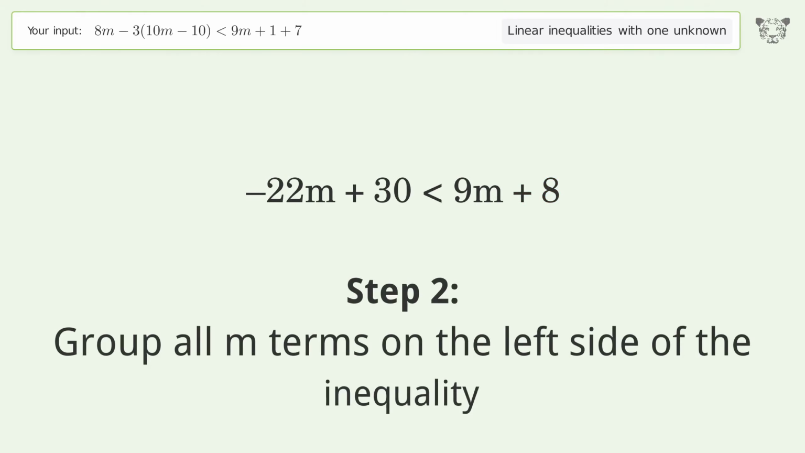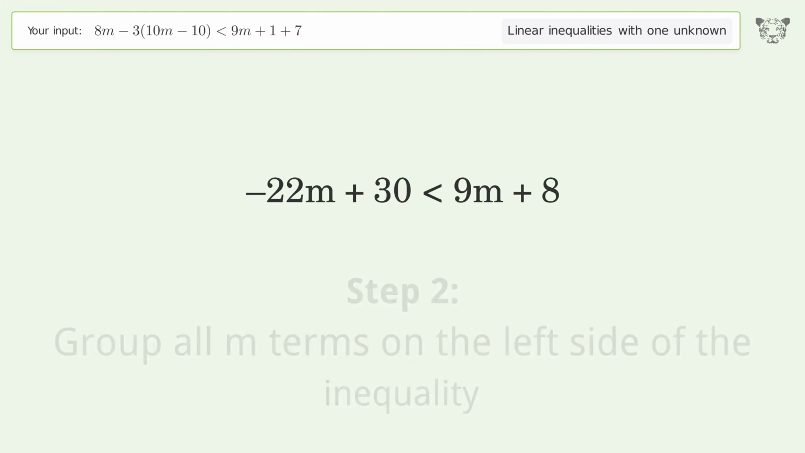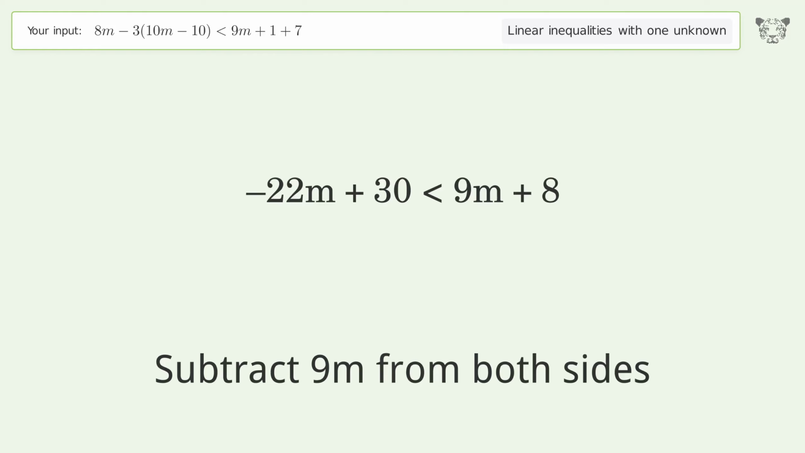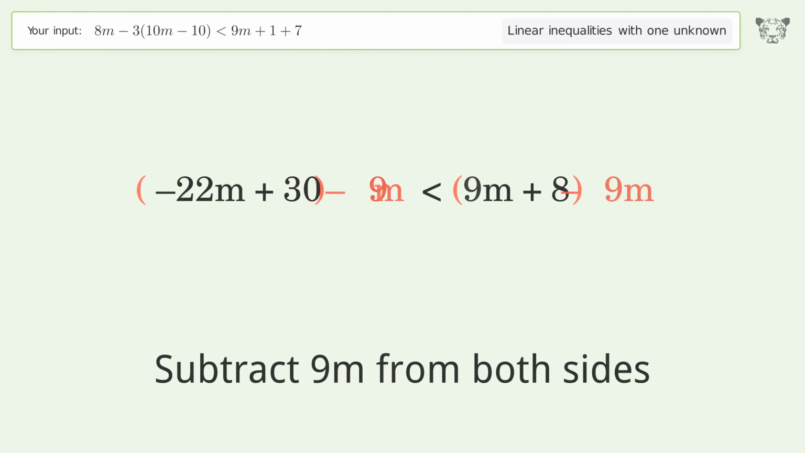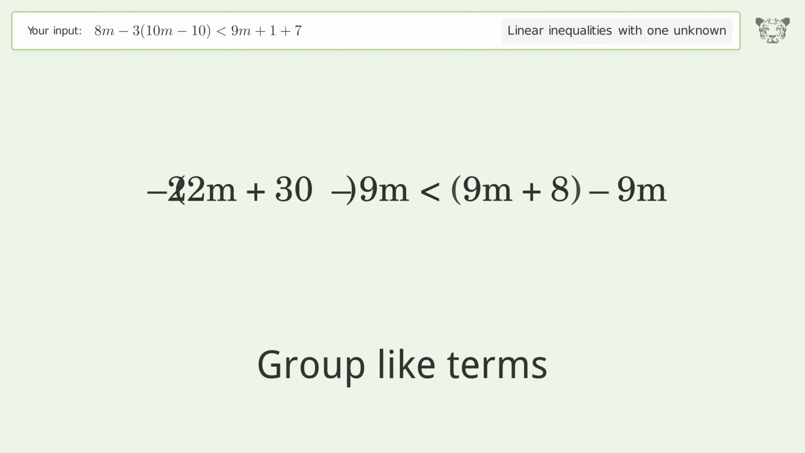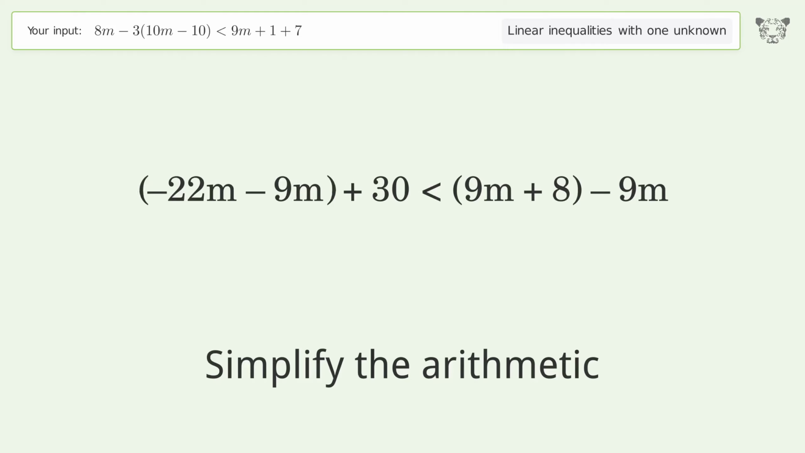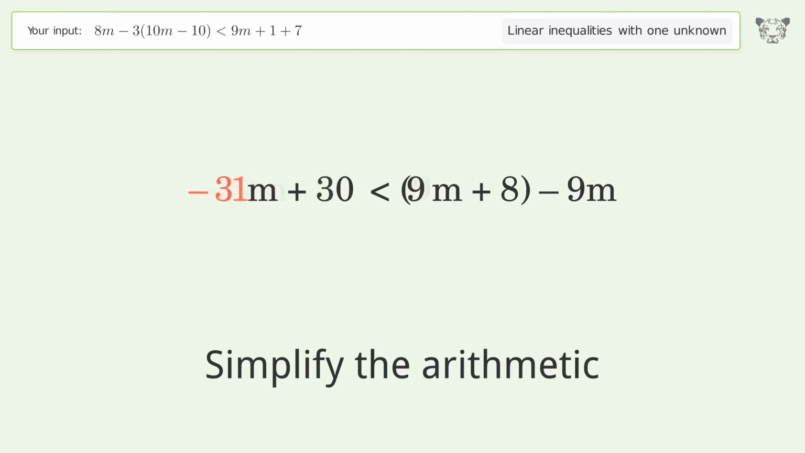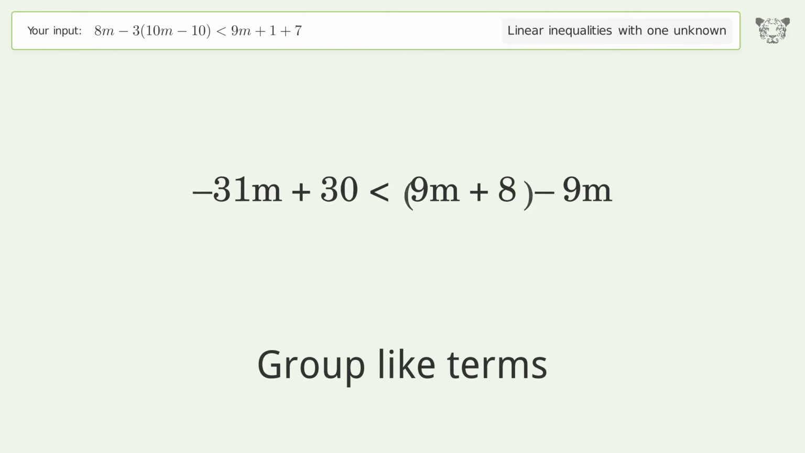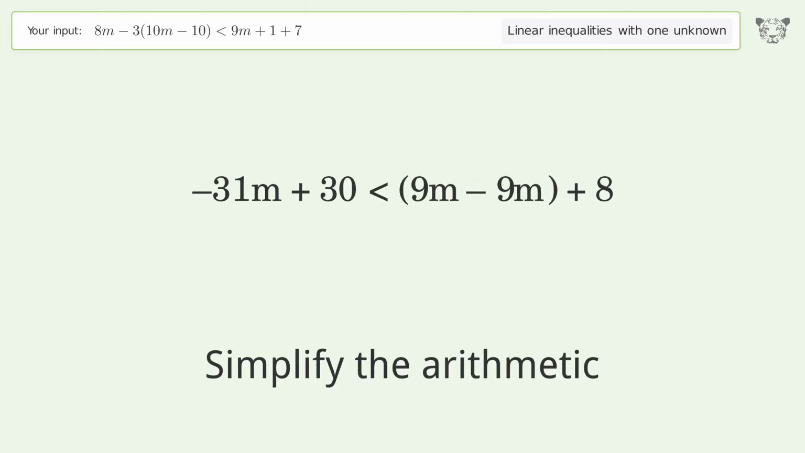Group all m terms on the left side of the inequality. Subtract 9m from both sides. Group like terms. Simplify the arithmetic. Group like terms. Simplify the arithmetic.